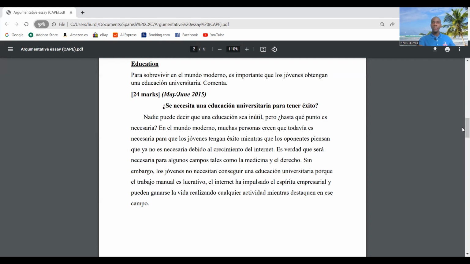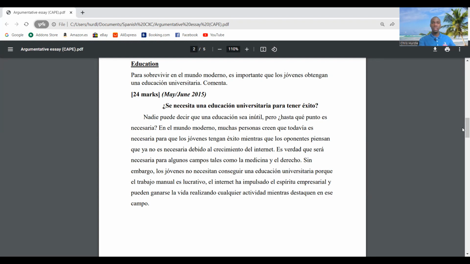So, nadie puede decir que una educación sea inútil, pero ¿hasta qué punto es necesaria? No one can say that an education is useless, but to what extent is it necessary? So that would have been my hook. I use a strong statement as well as a rhetorical question.